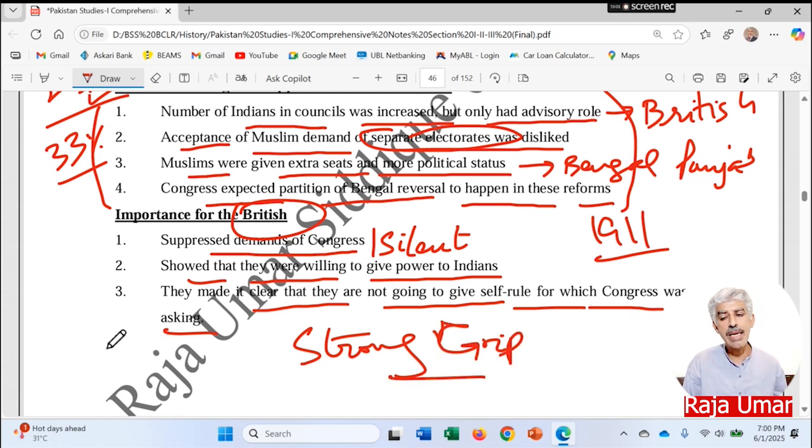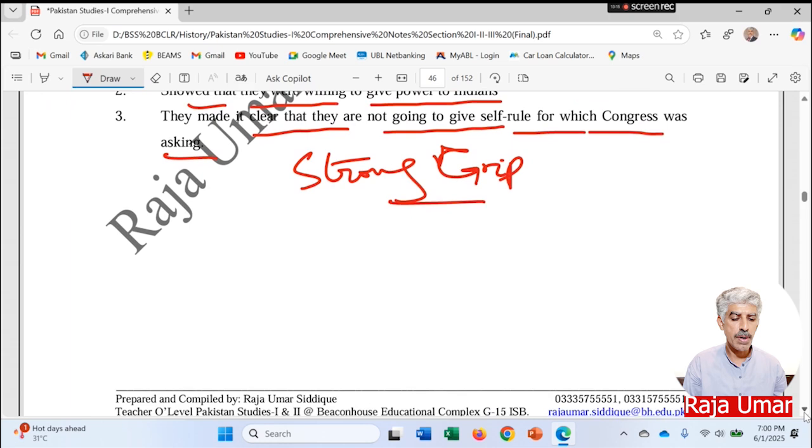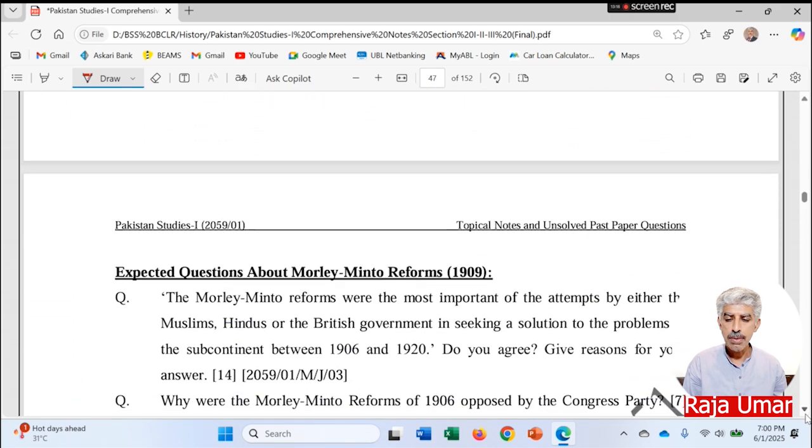So still they said that even after presenting those reforms, the whole of the subcontinent would remain under the stronger control of the British. So this is how these reforms were important for the British.